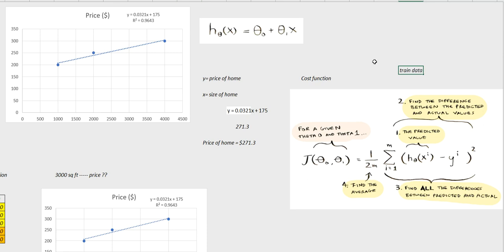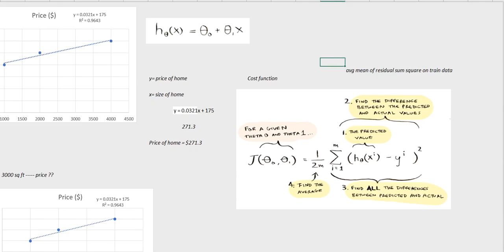Okay, when we plot this best fit line, this is the cost function. Cost function means the gap between the predicted and actual value, so we need to draw the line like that. The gap between the predicted value and the actual value should be minimum. If the value of this cost function is minimum, in short you can say the average mean of the residual, the error you are getting on the train data, is minimum.